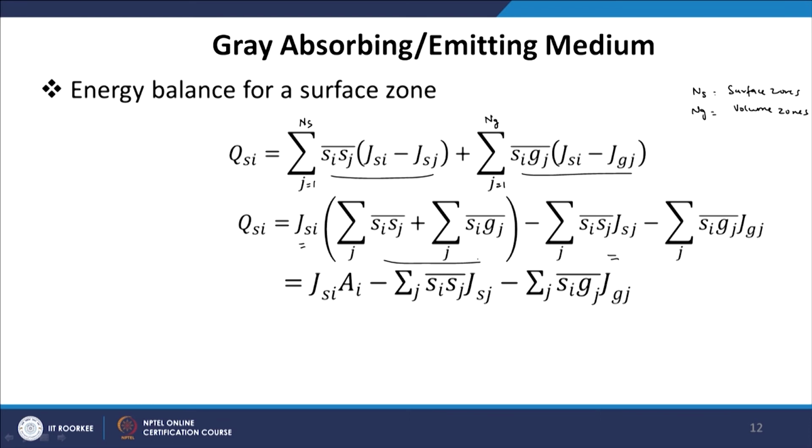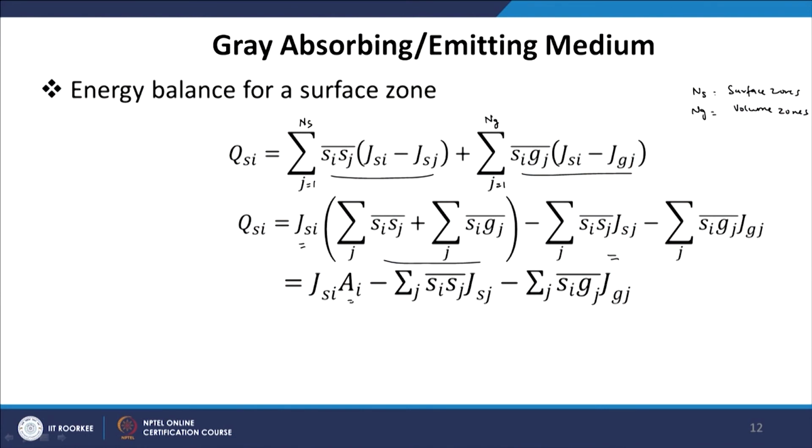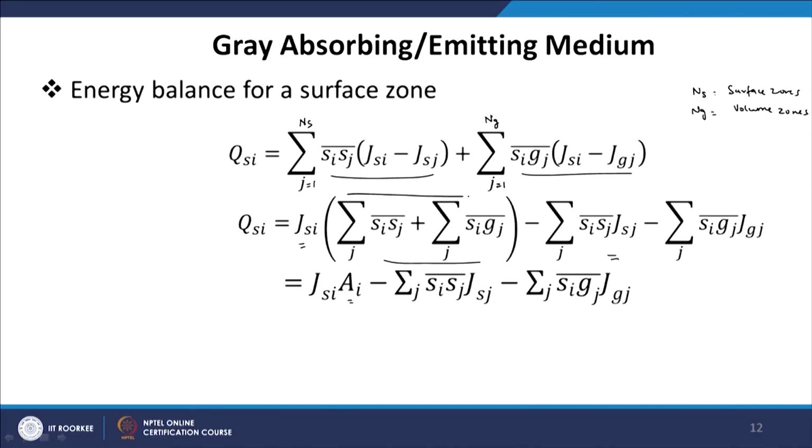The summation over SISJ, that is the summation of surface-to-surface direct exchange area plus surface-to-gas direct exchange area, is simply equal to AI. This comes directly from energy conservation: all the energy from surface I is either going to surface J, all the surfaces J, or it is going to the gases. So the energy is conserved. That is why the two terms in the bracket add up to AI, and we can write this as JSI AI, and the rest of the two terms remain the same. So this is the final expression for energy transfer from surface zone I.